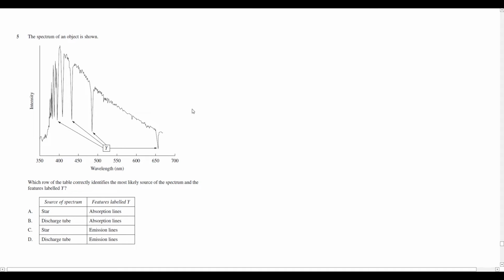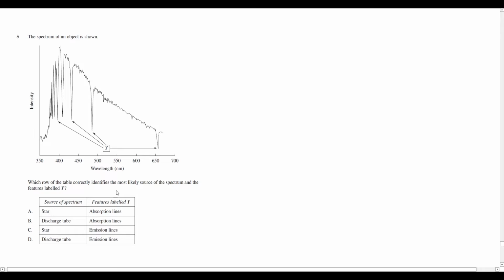So, part 5 now. The spectrum of an object is shown. So we have our intensity and wavelength graph here. Which row of the table correctly identifies the most likely source of the spectrum and the features labeled Y? Okay, so we've got a couple different options. So star or discharge tube, and is it an absorption line or emission lines?